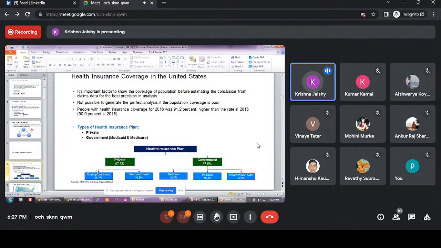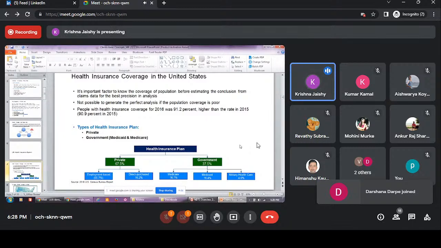Okay, so private, I've said that, employee based. So the employers will buy insurance for the staff. Then there will be a direct purchase in the private setting. Then there will be government: Medicare, Medicaid, and military health care. Okay, these three. This is from the 2015-2016 data. It will not be a remarkable change, but these numbers have actually shot up. The Medicaid right now, I think, is slightly higher compared to what you are seeing right now. Okay, so this is the typical health insurance setup or percentage coverage in the US market.